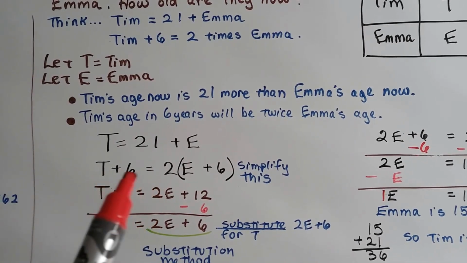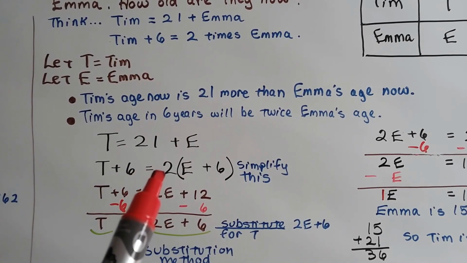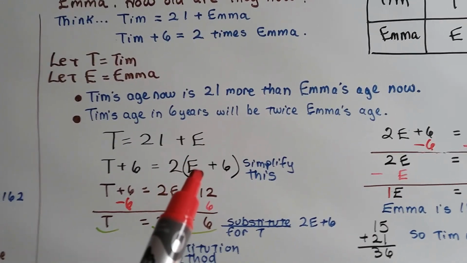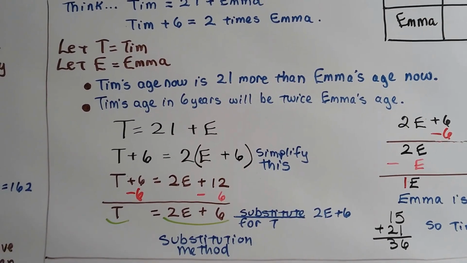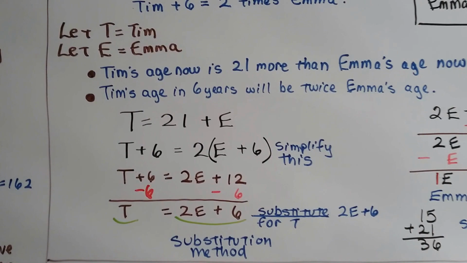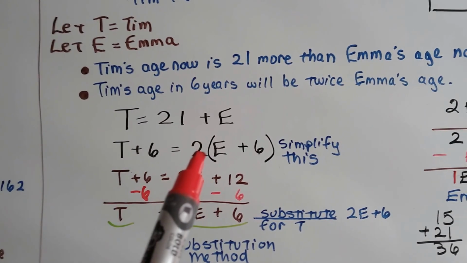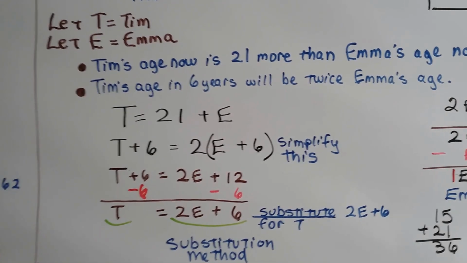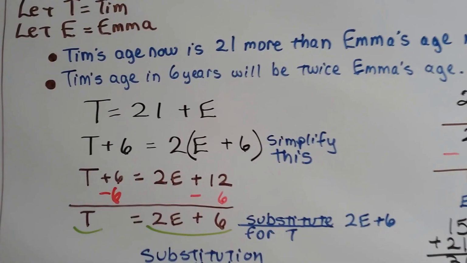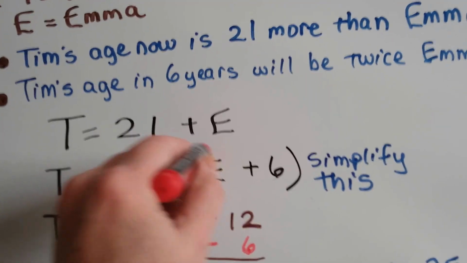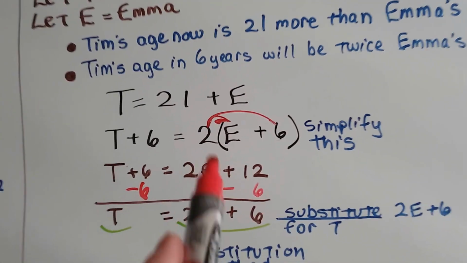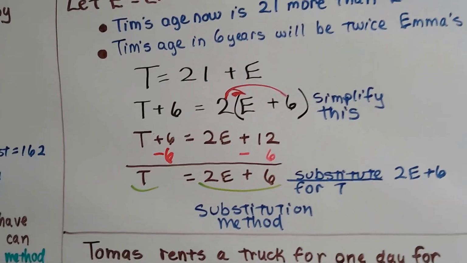So T plus 6, Tim in 6 years, is going to be equal to 2 times Emma plus the 6 years. See how we did that? So we got Emma plus the 6 years, just like we got Tim plus the 6 years, but it's going to be 2 times that. So we have to multiply her side by 2. Now we can simplify this and use the distributive property, can't we? So we end up with 2e plus 12.